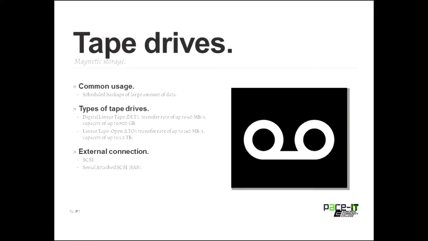There are several different types of tape drives out there. The most common ones that you need to know about are digital linear tape, DLT. They have a transfer rate of up to 60 megabytes per second, and capacities of up to 800 gigabytes per cassette. Then there's linear tape open, LTO, which has a transfer rate of up to 140 megabytes per second. These have a little bit more capacity, up to 1.5 terabytes. Your external connections for tape drives were usually SCSI or serial attached SCSI.